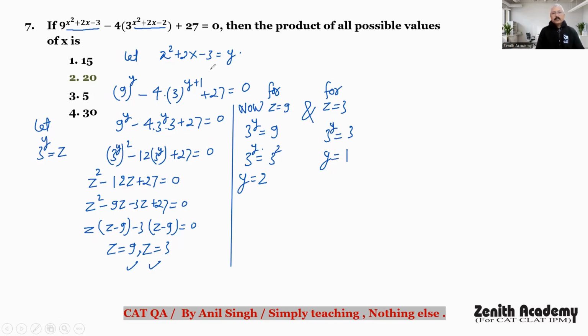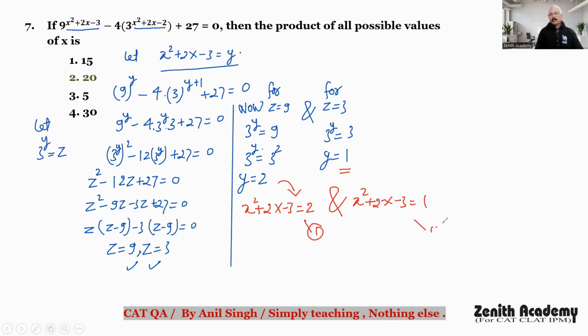So y is equal to 2, we will have this x square plus 2x minus 3 is equal to 2. And here y is equal to 1, x square plus 2x minus 3 is equal to 1. So from this, suppose this is equation number 1, and this is equation number 2.